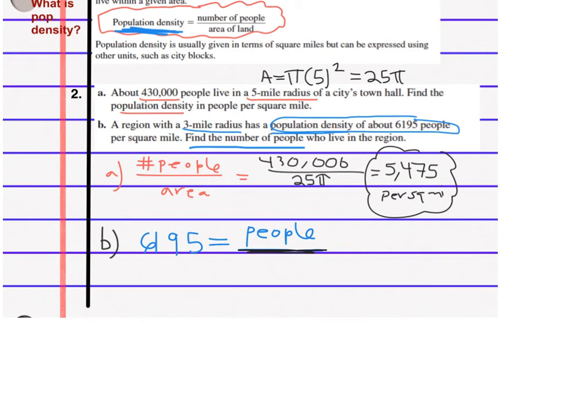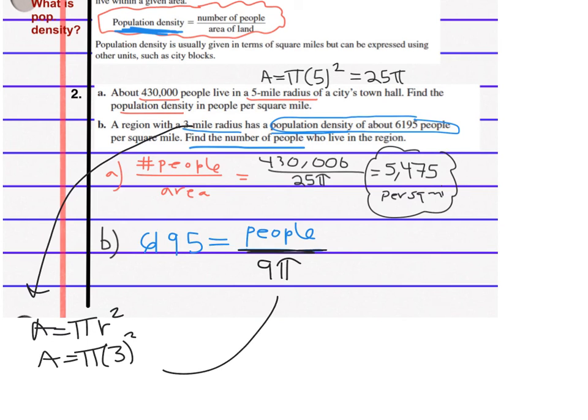So the area, hopefully this makes sense to people, is going to be 9 pi. How did I get the 9 pi? I'll make a little arrow over here. Area equals pi r squared. My radius was 3. 3 squared is 9. So that's where this came from. So here's my equation right here. I'm trying to find, I'll circle it in red, the number of people. So I want that by itself.